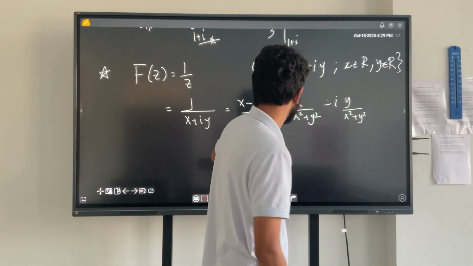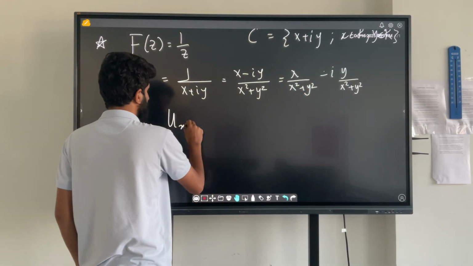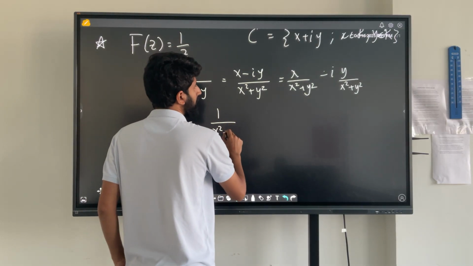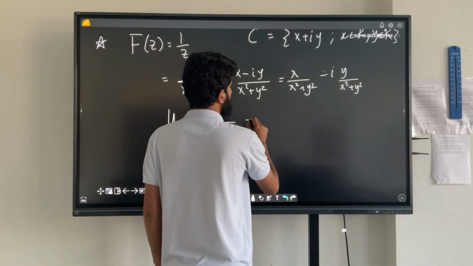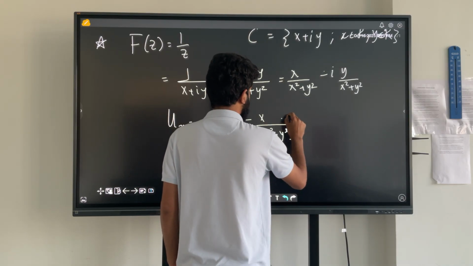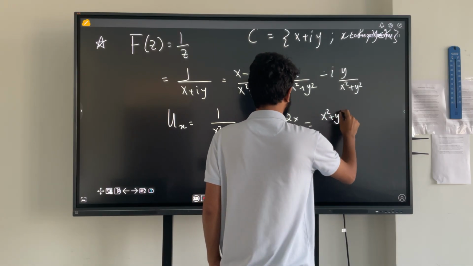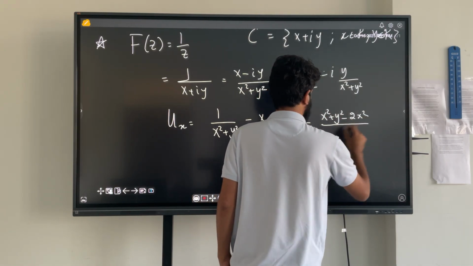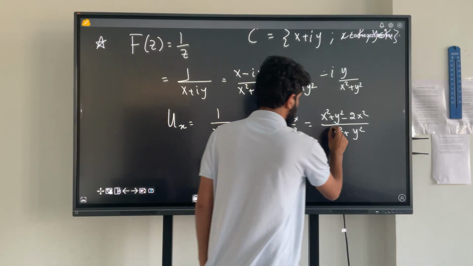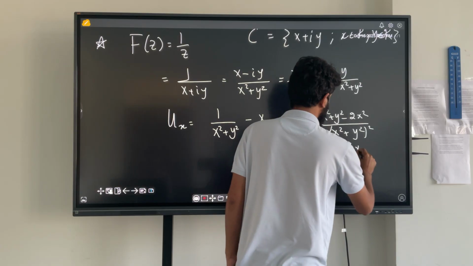What is u? u is this guy. So what is ux, the derivative with x? It is 1 divided by x square plus y square, minus x divided by x square plus y square whole square times 2x. So this is what? x square plus y square minus 2x square divided by x square plus y square whole square. So one of them will go. So this is y square minus x square divided by x square plus y square whole square.